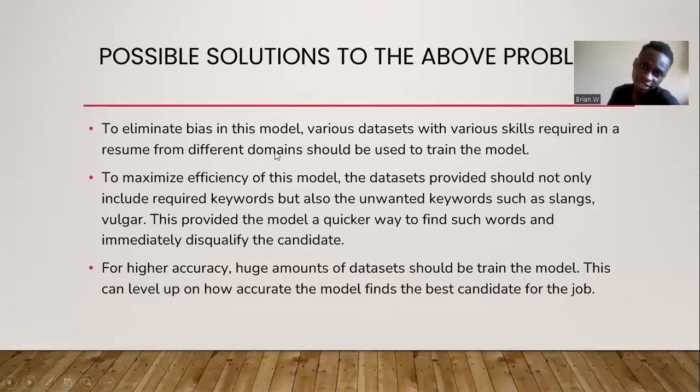To eliminate bias in this model, various datasets with various skills required in resumes from different domains should be used to train the model. So we can get datasets from different fields with a lot of data, not only looking at one domain. So we get a lot of data from different fields, then we feed it to the model and train it.